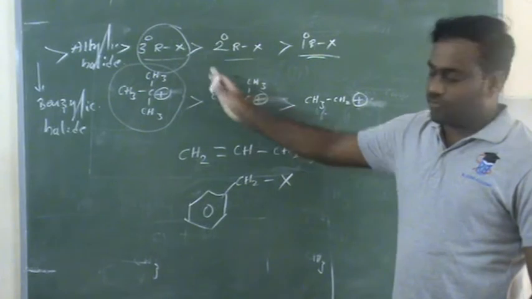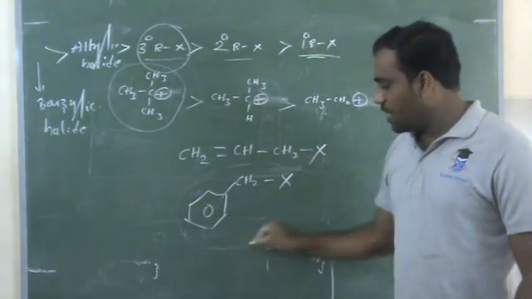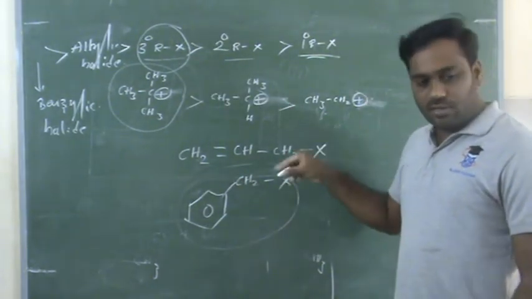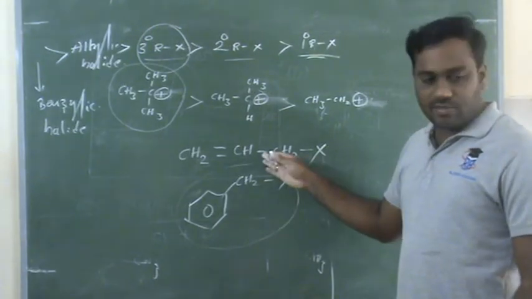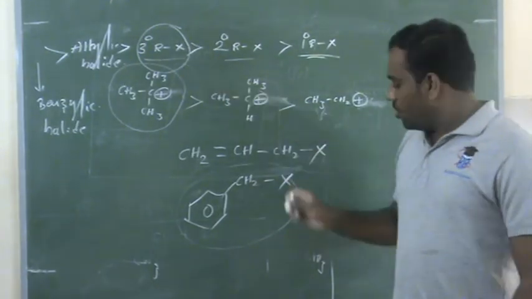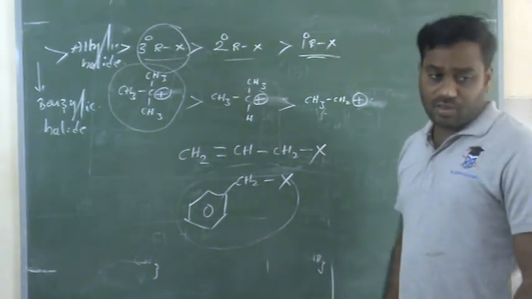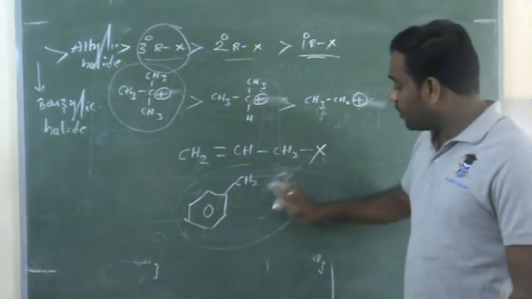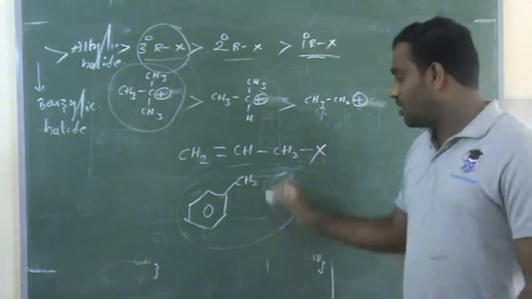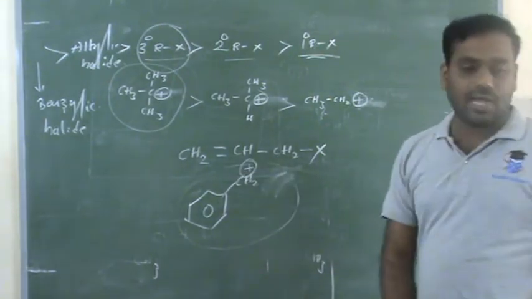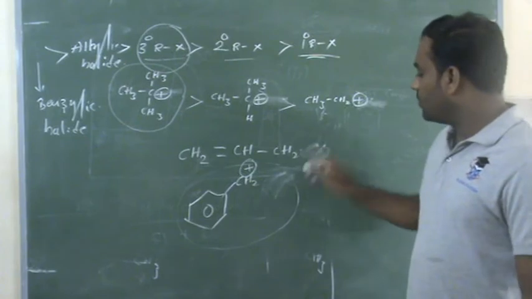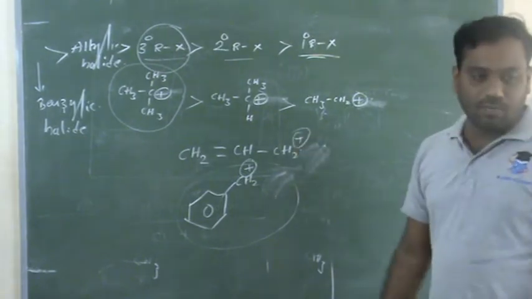Which is less reactive? The topmost is the benzylic alkyl halide, then allylic, and then tertiary. So why is the benzylic alkyl halide more reactive in the SN1 reaction? Because after breaking the bond between C and X, we get a positive charge, a carbocation. And here also, after breaking this one, we get a positive charge.